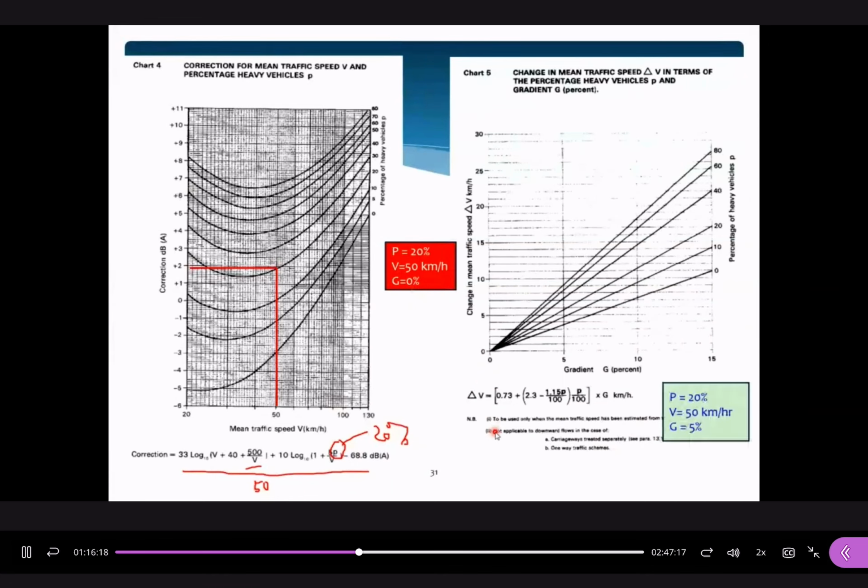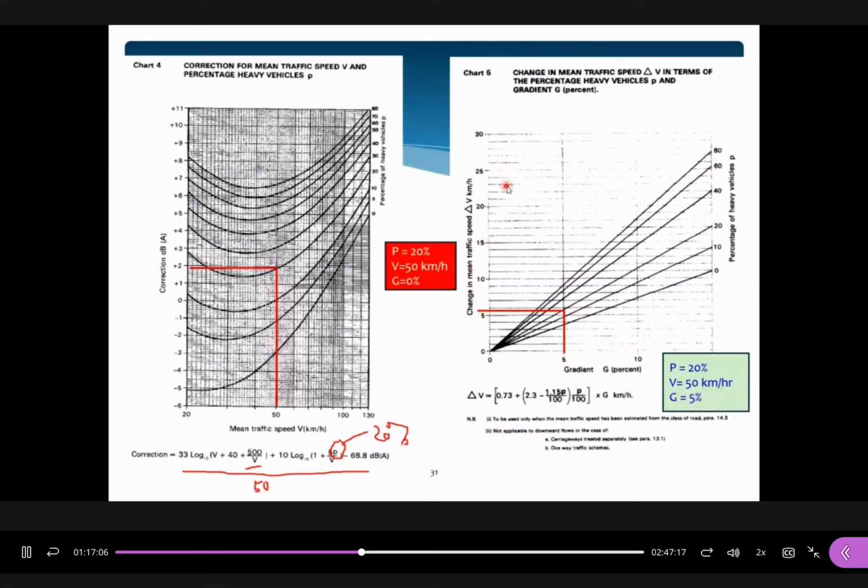Let's say for another case, the percentage of heavy vehicles is still the same, 20%, and the vehicular flow is 50 km per hour, but now with a gradient, the upward flow, not downward flow. Okay, let us consider the first scenario, upward flow, 5%. You need to consider chart number 5 first. How to consider this one? Now, the gradient percentage given here, the upward flow, is 5%. This is 5%, correct? And how about the percentage of heavy vehicles? 20. Okay, this is the intersection point between the road gradient and the percentage of heavy vehicles.